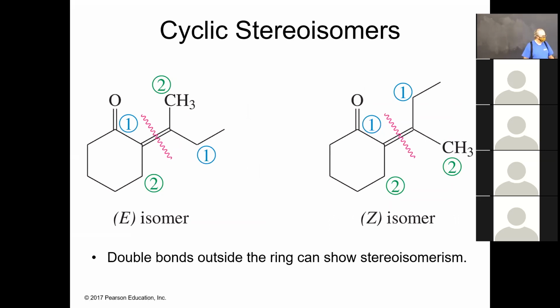Okay, you can have E and Z with cyclic stereoisomers as well. Double bonds outside the ring can show stereoisomerism. So here we have the E and Z isomers of this ketone.